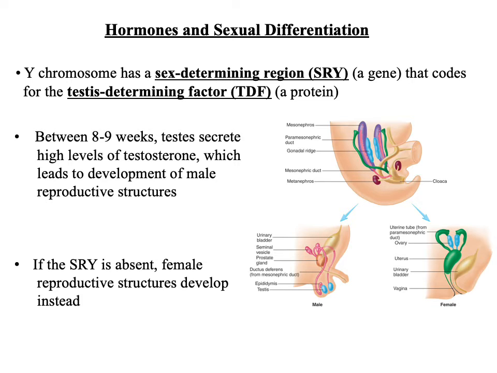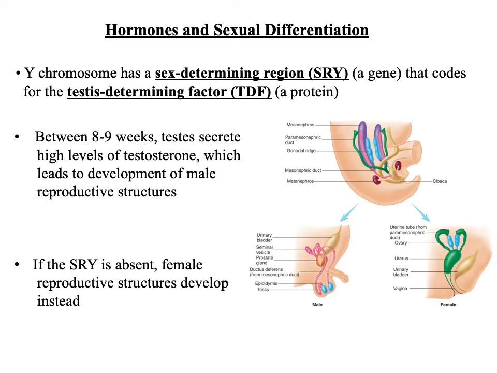So the secretion of the high levels of testosterone comes from the fact that this particular gene is present on the chromosome and that gene is causing the production of this protein. And high levels of testosterone lead to the production of the male system and the formation of the male reproductive structures.